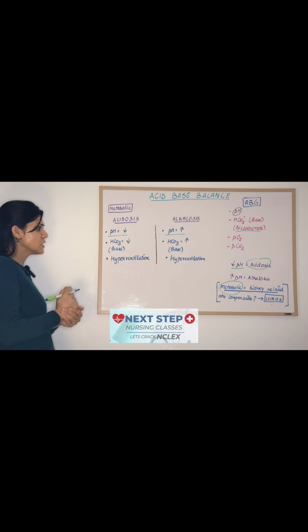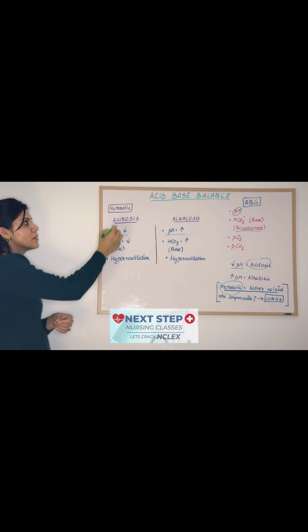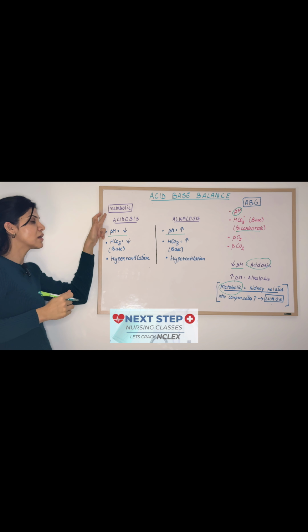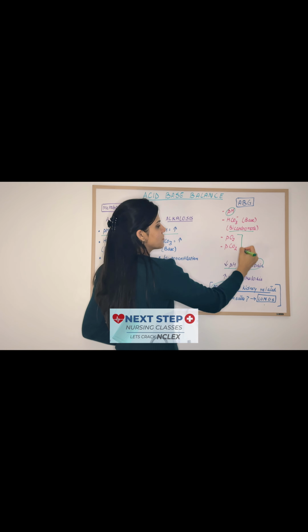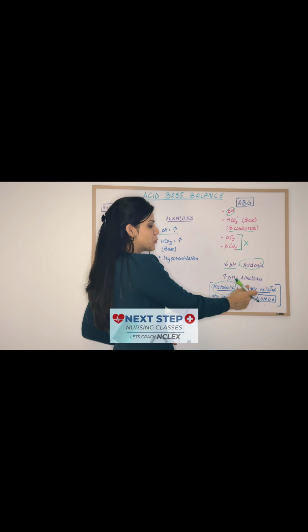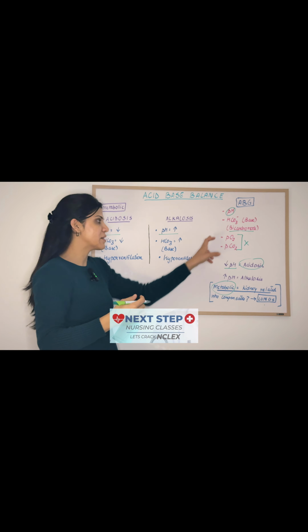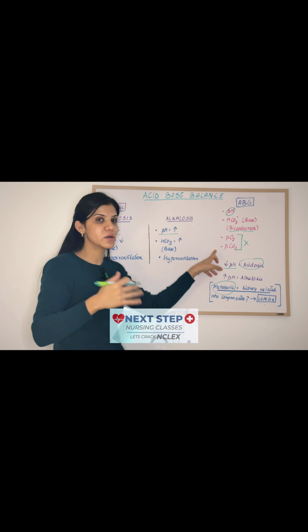Now for the metabolic problem, since metabolic is related to the kidneys, in case of kidneys, we will forget about these two gases, because metabolic is related to the kidney problem, and we will no longer look at the gases which are actually made by the lungs and not the kidneys.